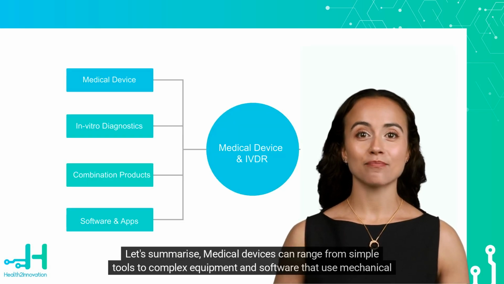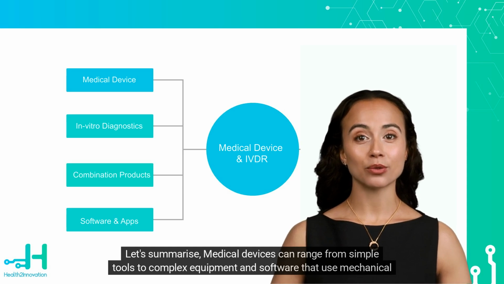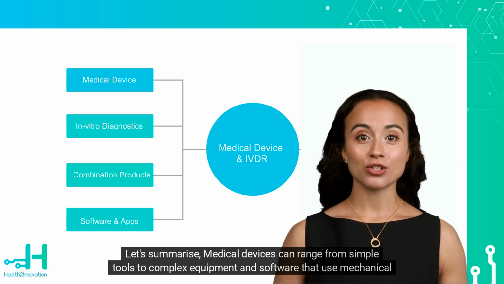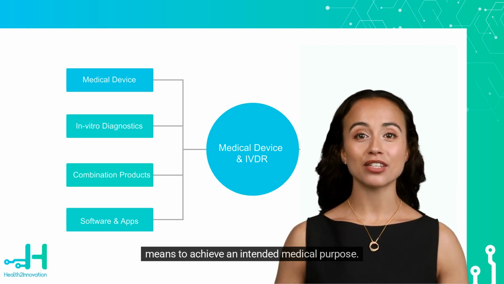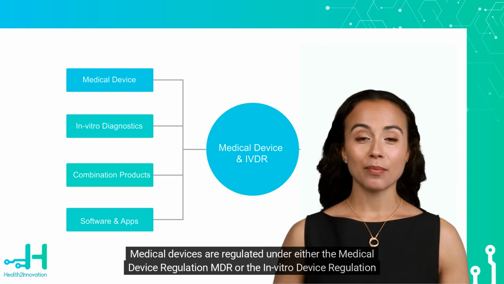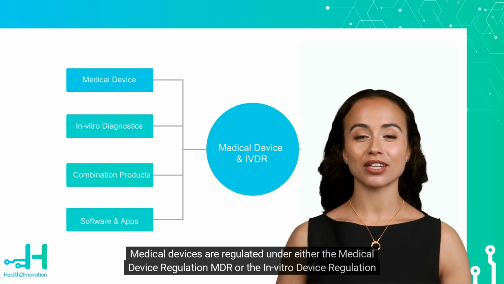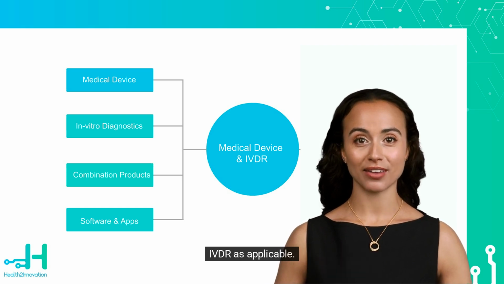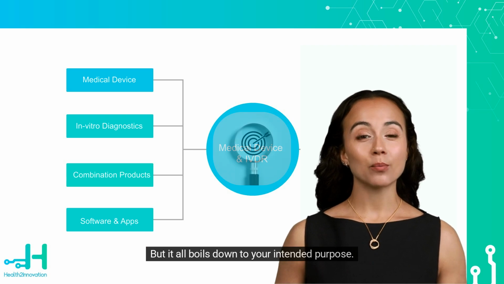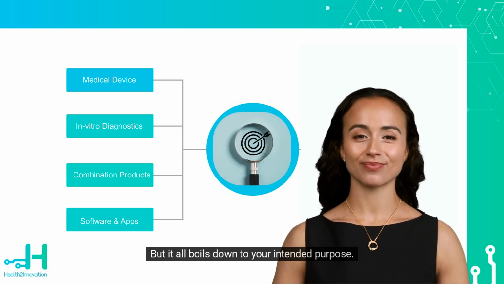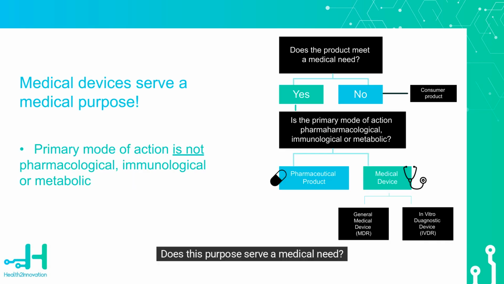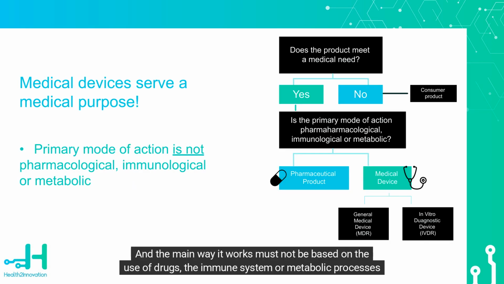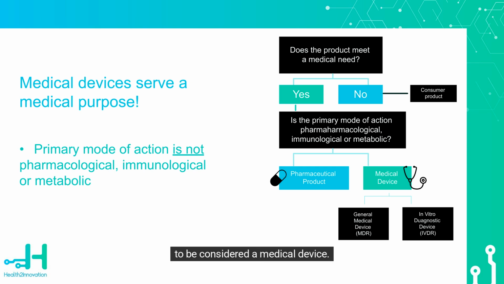Let's summarize. Medical devices can range from simple tools to complex equipment and software that use mechanical means to achieve an intended medical purpose. Medical devices are regulated under either the Medical Device Regulation, MDR, or the In Vitro Diagnostic Regulation, IVDR, as applicable. But it all boils down to your intended purpose. Does this purpose serve a medical need? And the main way it works must not be based on the use of drugs, the immune system, or metabolic processes to be considered a medical device.